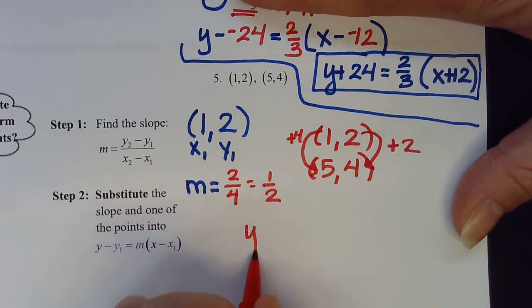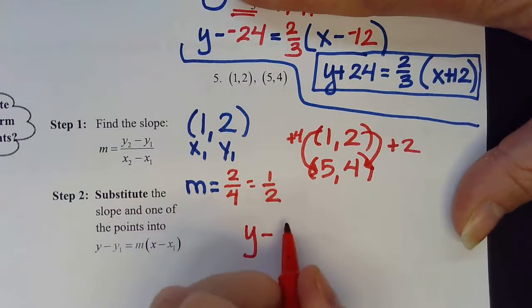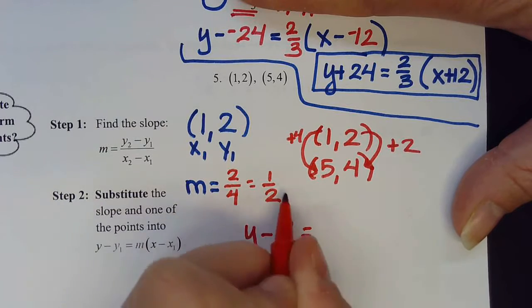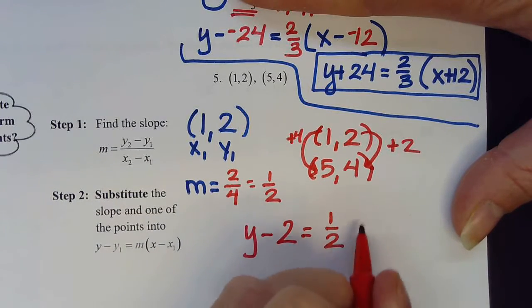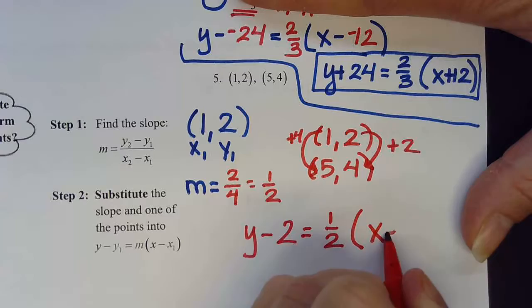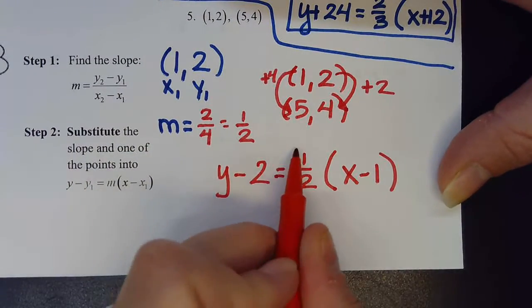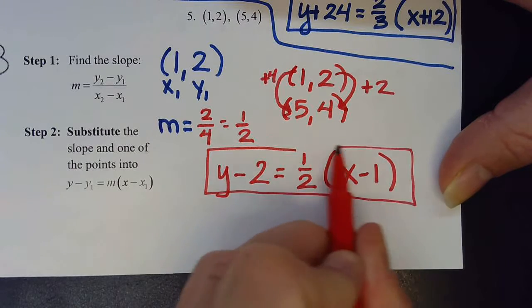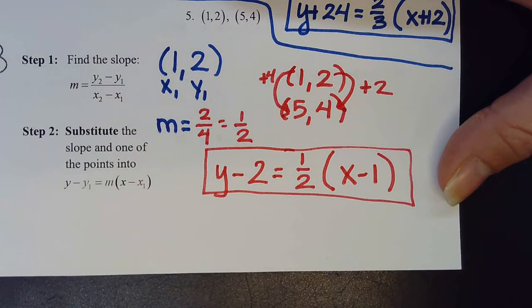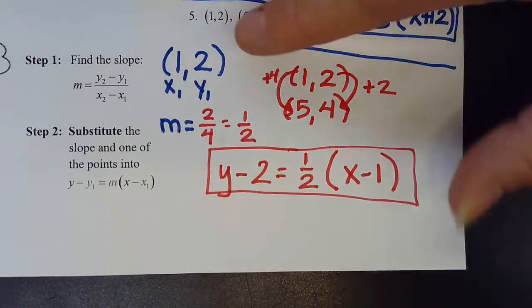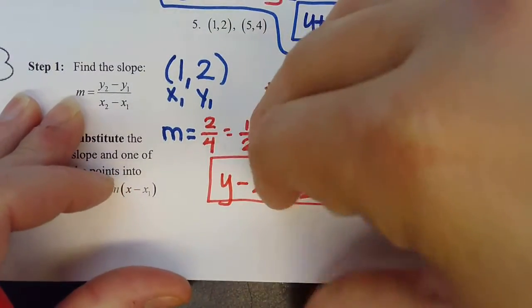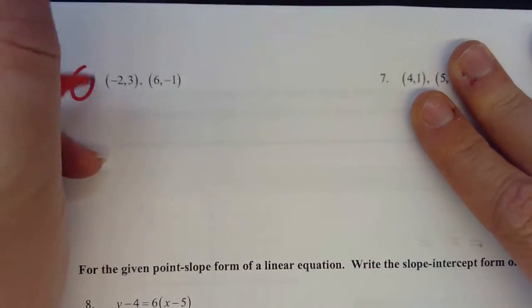It says y minus y1, 2, equals m parentheses x minus x1. And this time I don't have any double negatives, so I don't have to do anything else. I'm done. Any questions there? All right, I'm going to have you flip the page and try. Let's try number 6 on your own. Try her out.